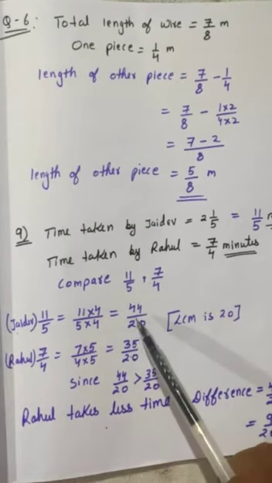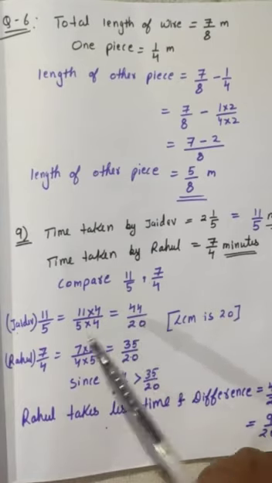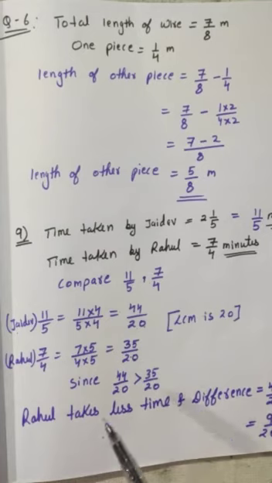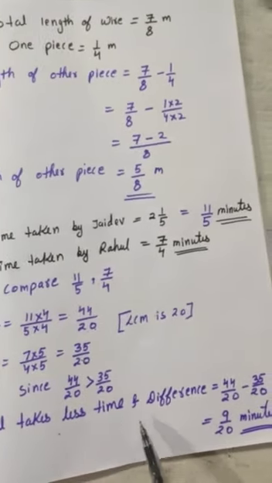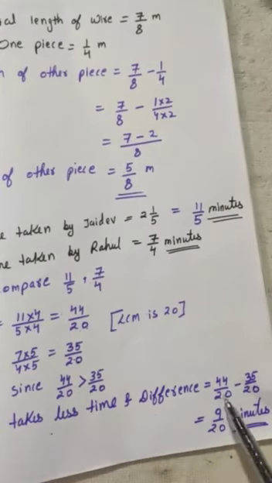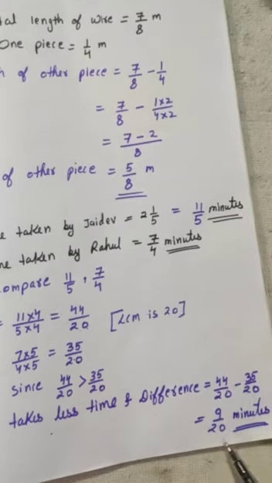Okay. So obviously कौन सा ज़्यादा time ले रहा है? Jaydev. And Rahul is taking less time. So the answer will be Rahul takes less time. And what is the difference? Simply just subtract 44 upon 20 minus 35 upon 20, which is 9 upon 20 minutes. यानी कि राहुल जयदेव से कम टाइम लेता है और कितना कम? 9 by 20. So this way you have to complete the exercise 7.6.